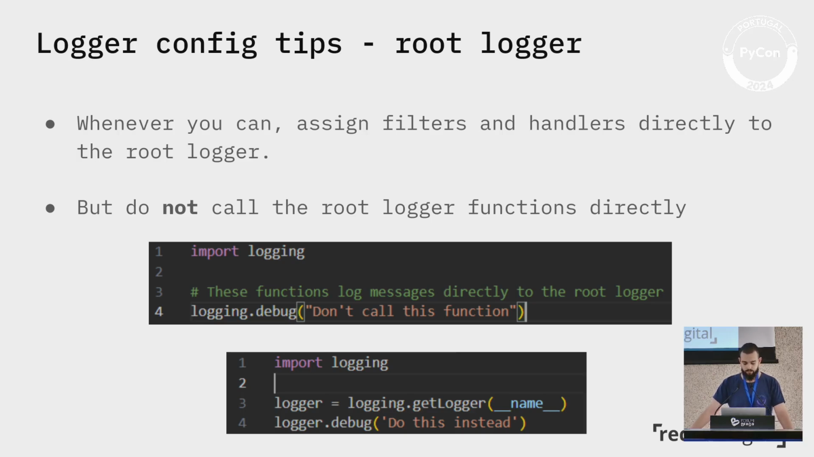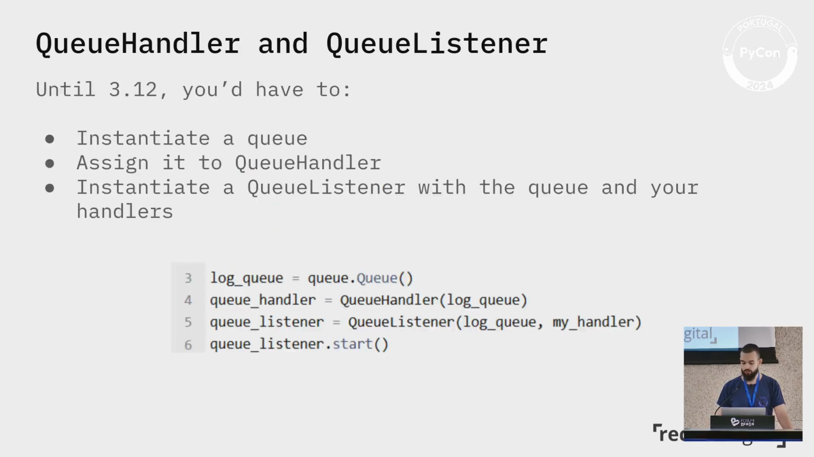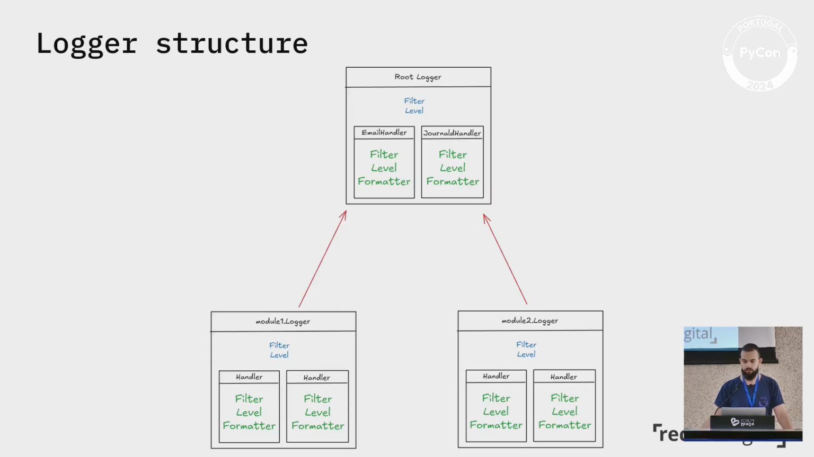So my suggestion first is that you assign all the filters and handlers to the root logger. Why? Because the propagation is very confusing. So if you have a child logger, let's actually go back to the diagram so you can have a visual interpretation of what I mean. Let's say you have a child logger from module 1, and let's say you have a filter in which you block all your logs. What do you think happens? Do you think that gets logged, or does it not get logged?